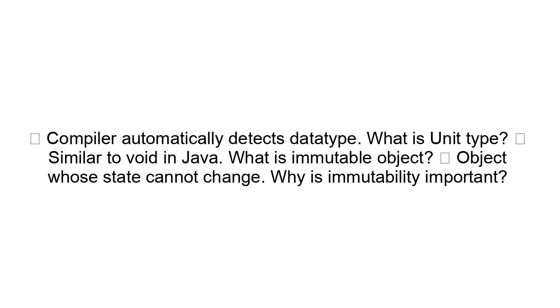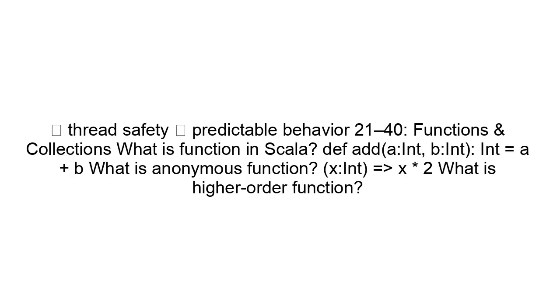The compiler automatically detects the data type. What is Unit type? Similar to void in Java. What is immutable object? Object whose state cannot change. Why is immutability important? Hash safety, thread safety, predictable behavior.